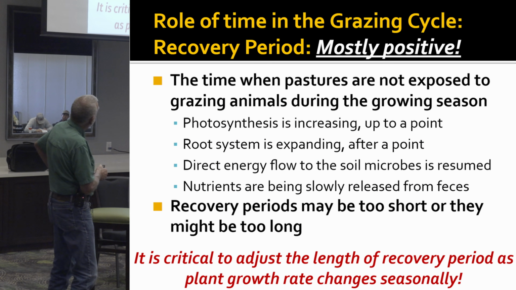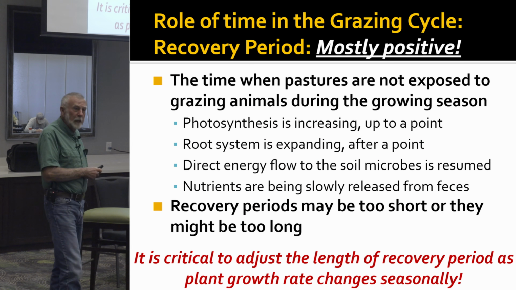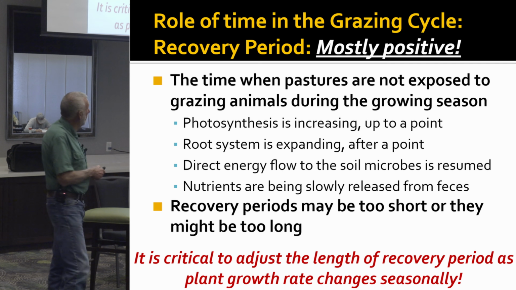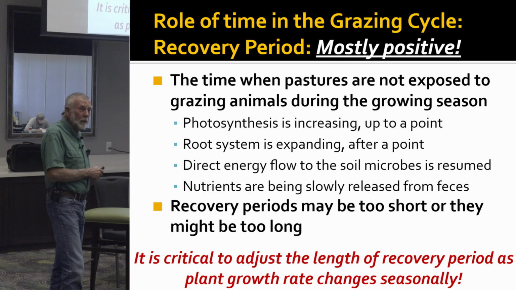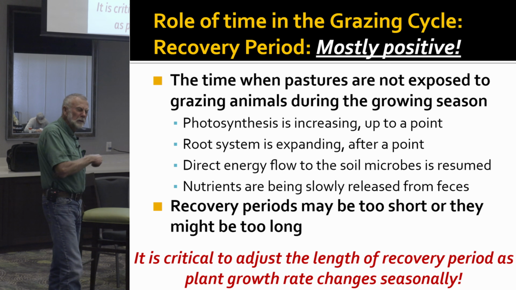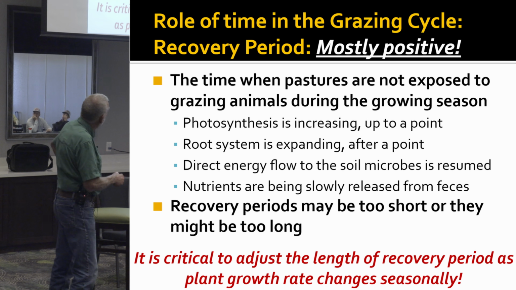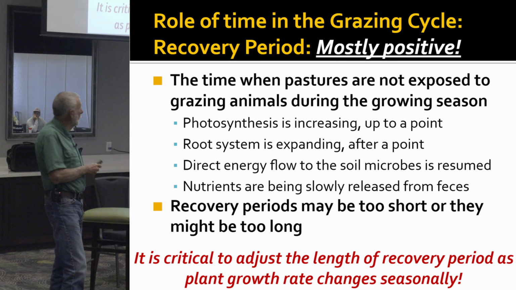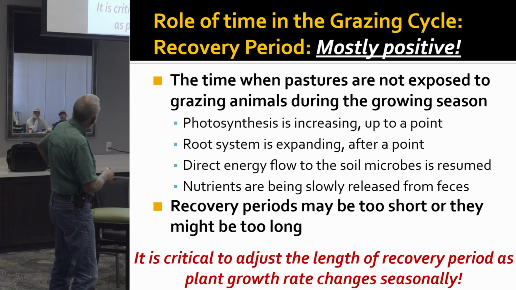In the recovery period, these are mostly positive things happening. Leaves start regrowing, so photosynthesis is kicking up again. If we have more photosynthesis on top of the plant, we can regrow the root system. We've restored the direct energy feeding to the soil microbes. Nutrients are being released from feces. So mostly positive things are happening. So we say, okay, we make recovery periods longer. We have more days of the year that positive things are happening in the pasture.